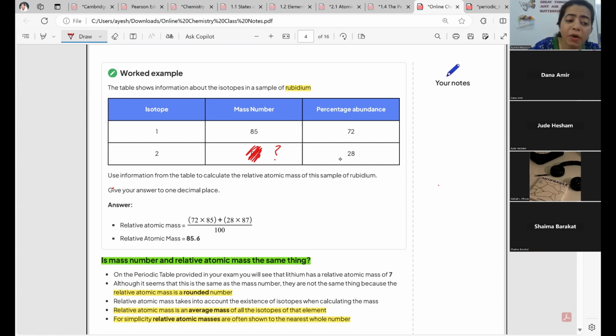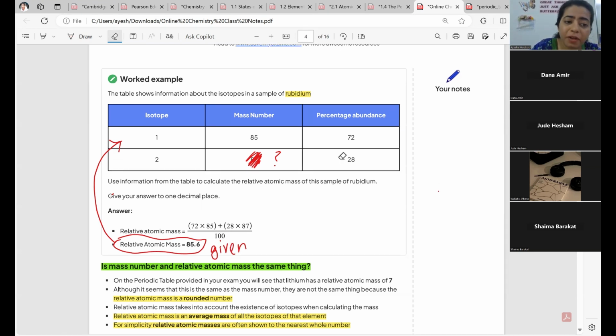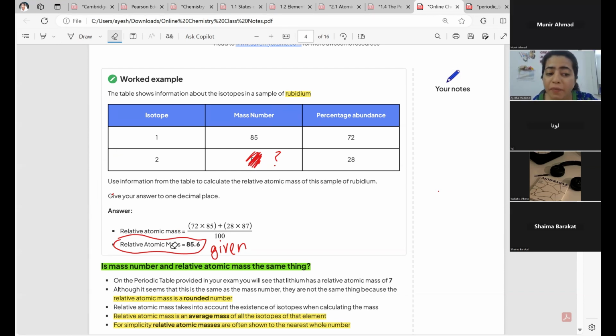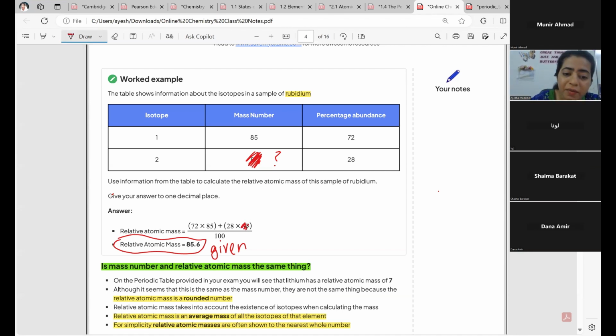They are giving you the information, and the relative atomic mass will be given to you. It's like finding X. So basically, we have the relative atomic mass here, but we don't have this 87 number. So let's consider this 87 as X. Can we find this by rearranging? We will rearrange the formula.